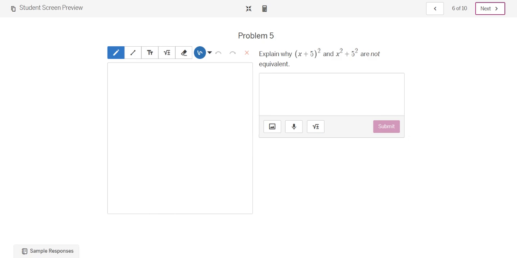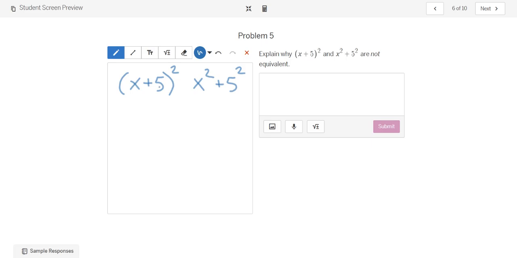Explain why they're not equivalent. Okay, so here, you don't know how to do the FOIL, which is how you square a binomial. This is called a binomial because it's got two terms. You don't know how to square a binomial, so we're going to just pick a number. Now I say in class a bunch of times, my favorite x is 0, but in that case, if I plug in a 0, I get 0 plus 5 squared, is 25. And then over here I get 0 squared plus 5 squared, which is also 25.